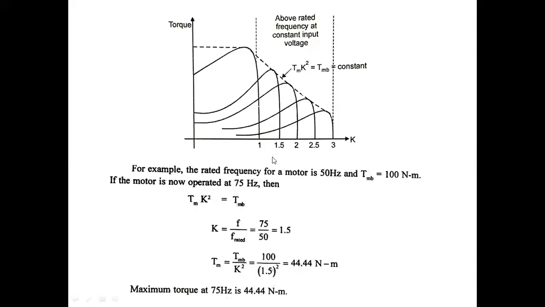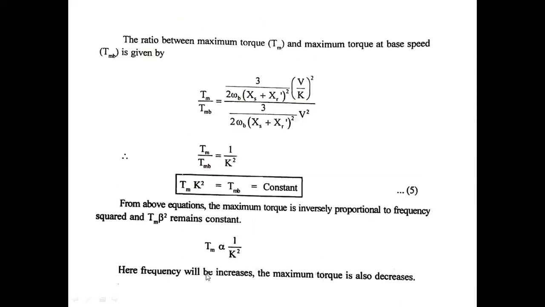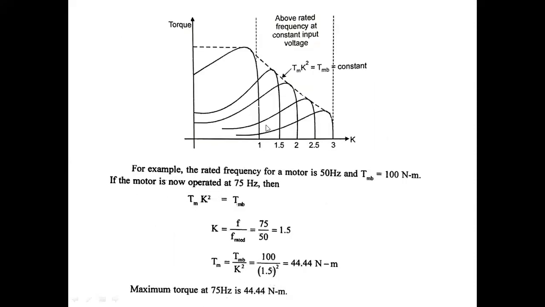Previously, for k equals 1, this is my maximum torque. If I increase the k value further, what shows this relation? If k is 1, we have one maximum torque. That is this one for k equals 1.